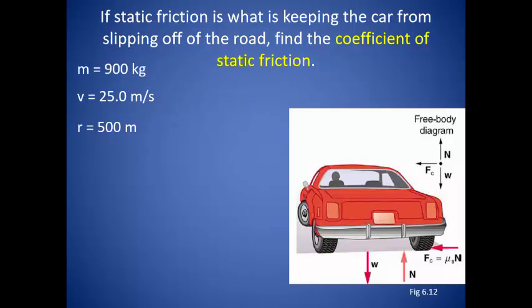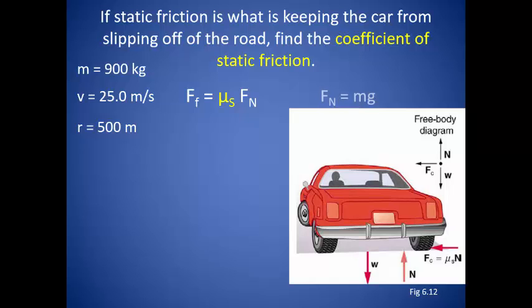Here's one that's a little tougher. If static friction is what is keeping a car from slipping off of the road, find the coefficient of static friction. So in this case, we are looking at the friction of the tires on the ground and how much is required to keep the car from sliding off the road. We know that the force of friction acting on an object is equal to the normal force exerted on the object multiplied by the coefficient of static friction between the two surfaces.